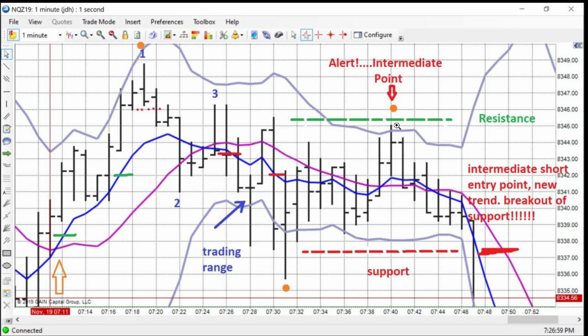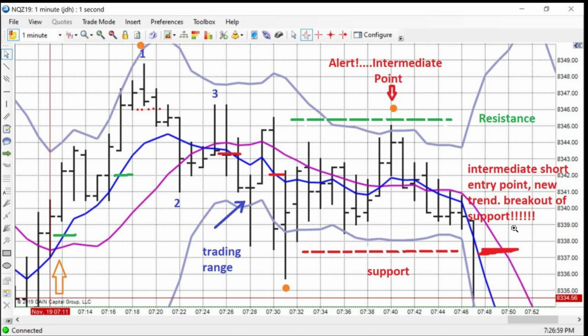And then in the middle of this flat area, this sideways congestion, we get an intermediate high point because we've got two minor swings on each side of that. So at this point I'm alerted that, hey, this is not only resistance, but we've got a 1, 2, 3 intermediate swing, and so I'm going to trade the breakout below support here, and that's exactly what happened.